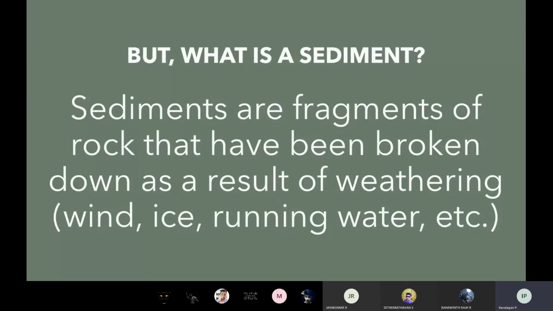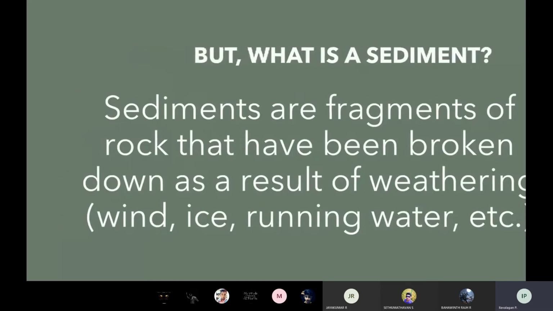Well, if you were to somehow magically leave the earth and come back 10,000 years from now, that boulder might look very different. As a result of years of wind blowing against it and ice cracking it apart and water flowing over its surface, it will have broken down into smaller and smaller pieces. That's what sediments are, the small fragments that result from the weathering of rock.